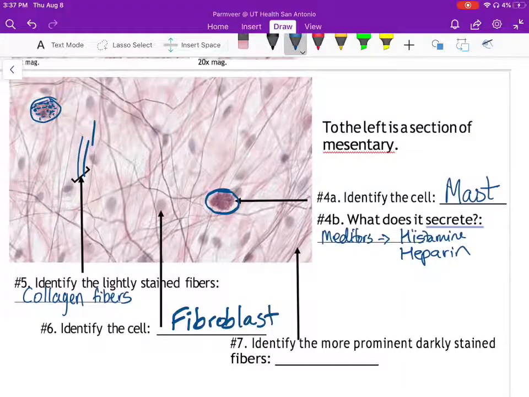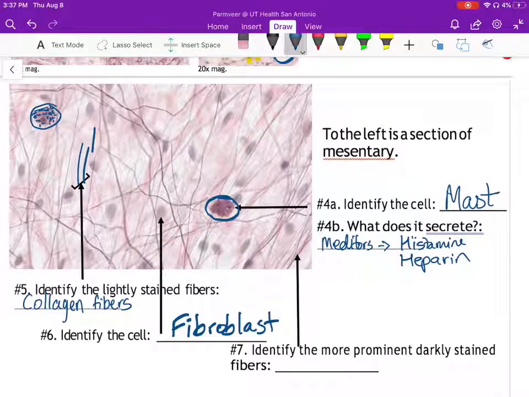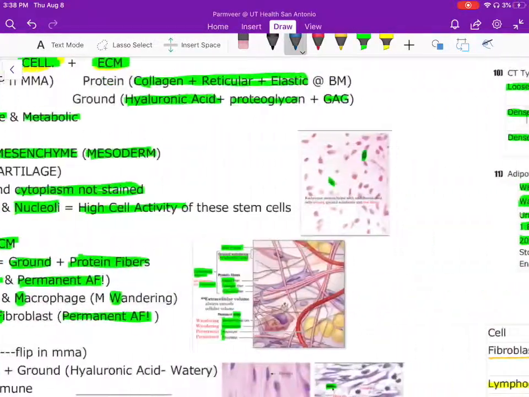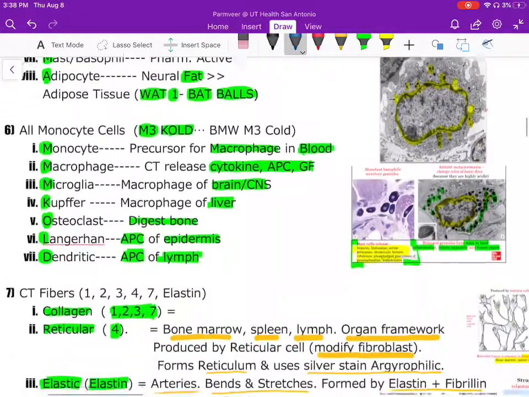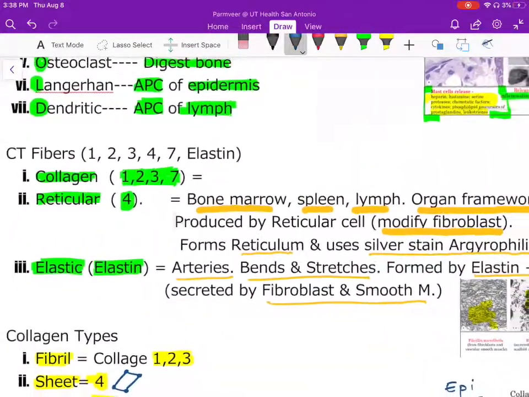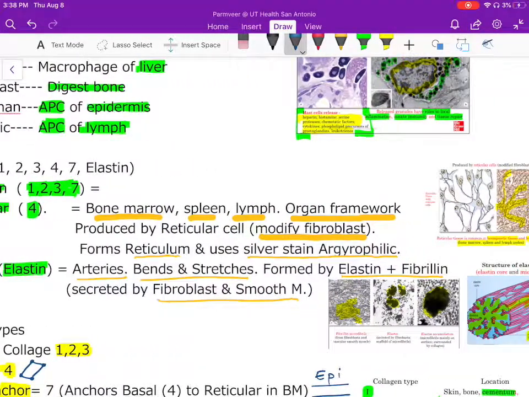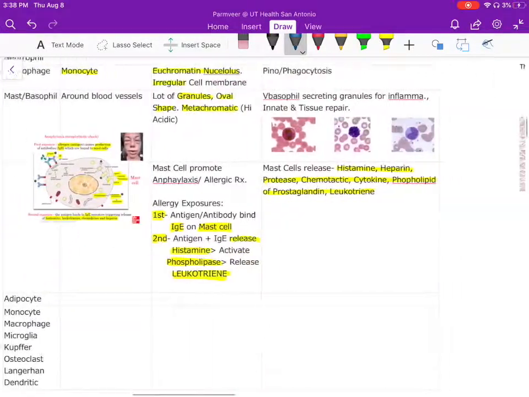Number 7, what is the more prominent dark stain fibers? So if your light stain is your collagen fiber, your stronger one is your elastic fiber. And if you want to review, we can go back to the chart of our fibers real quick. So here are your fibers. You have collagen, pretty big. You have reticular, you have elastic.